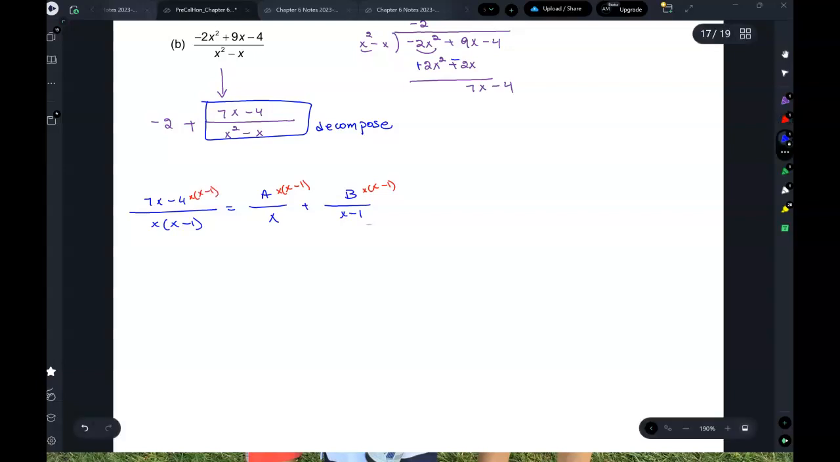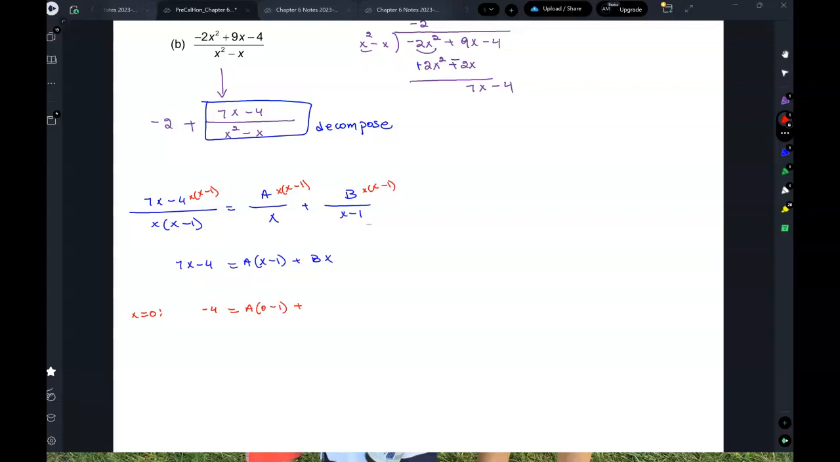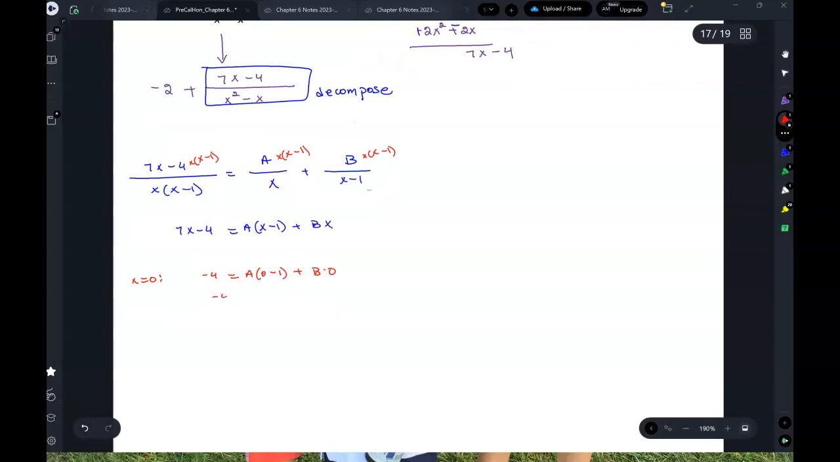So I get 7x minus 4 is equal to A times x minus 1 plus B times x. Don't distribute here, because it doesn't help you if you do. First I'm going to plug in x equals 0 because I can. So I get -4 equals A times (0 minus 1) plus B times 0, so A equals 4. So what else do I plug in?